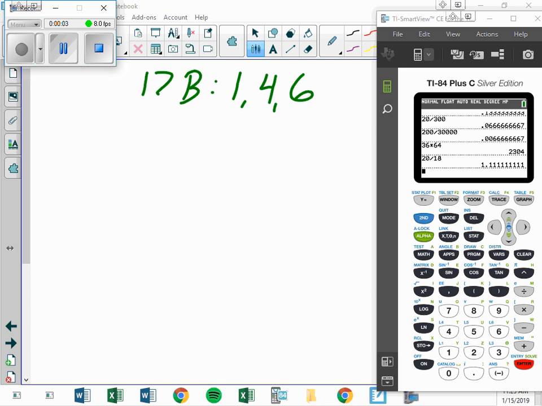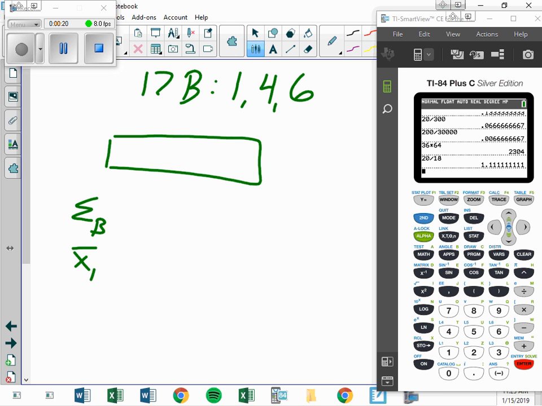Okay, for 17b, we have figured out the equation for the standard error. So if we have a box, we know how to find the sum of the box. You just add up all the tickets. We know how to find the average of the box, which is just the sum of the box divided by the number of tickets in the box.